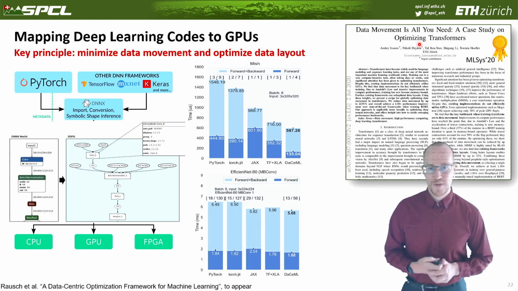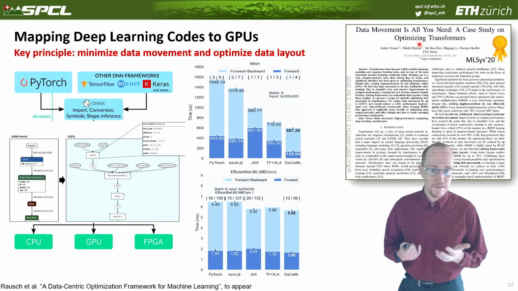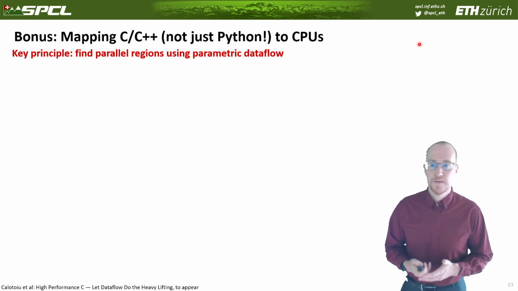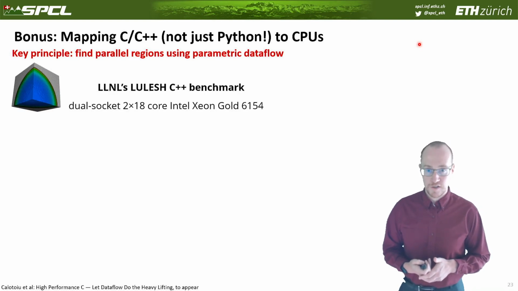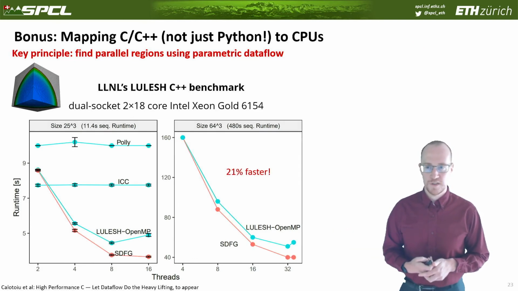It was one of the best papers at MLSys 2020, really pointing out, again, the theme of the COLOC workshop. Data movement is the most important piece here. So we can also map C and C++ codes, in this case Lulesh, automatically, so not just Python, to CPUs, and we get 21% faster on a multi-core CPU.